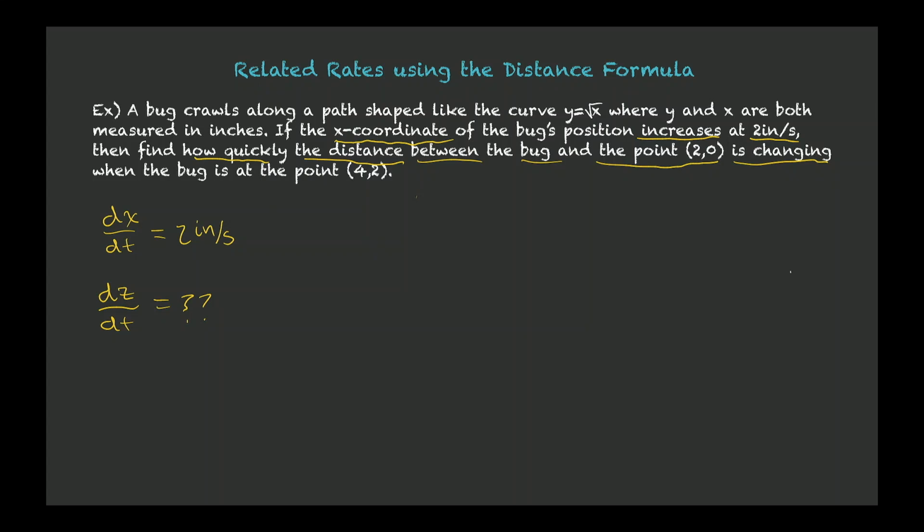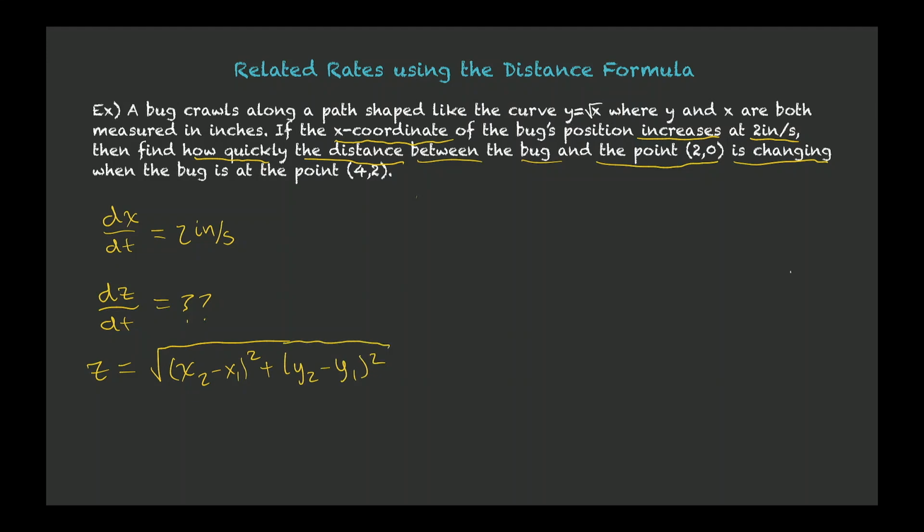Now that we found our rates of change, our next step is to find some type of equation or expression that relates these variables together. In this problem we have x, an x-coordinate, and z for a distance, and there is a formula that relates them. It's called the distance formula. The distance, which I'm calling z, is equal to the square root of (x2 minus x1) all squared plus (y2 minus y1) all squared.